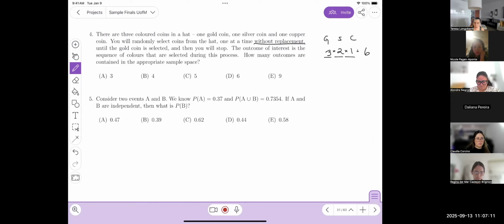So I'm going to list all the possibilities, but then I'm going to answer the question. So it could be gold, silver, and copper. I'm going to keep the first one in place, or gold, copper, and silver.